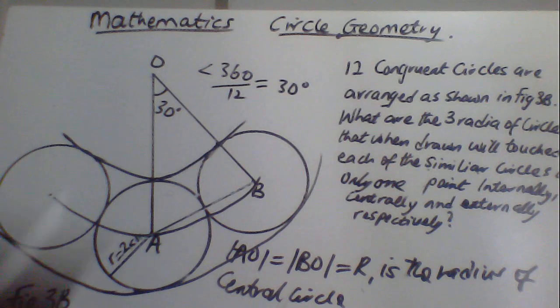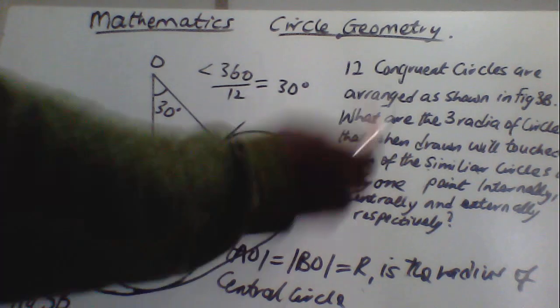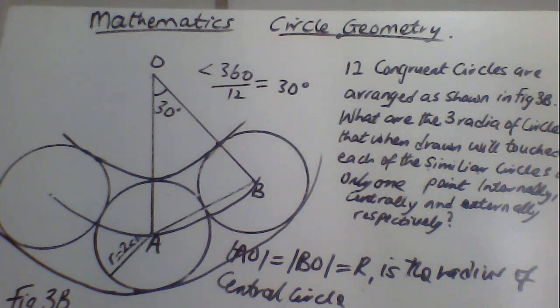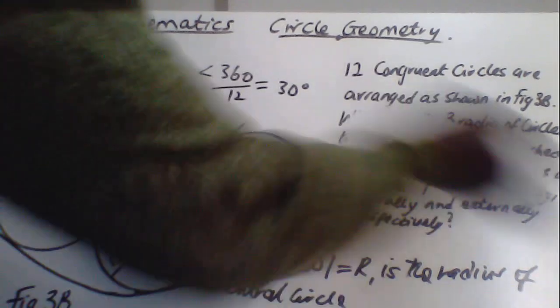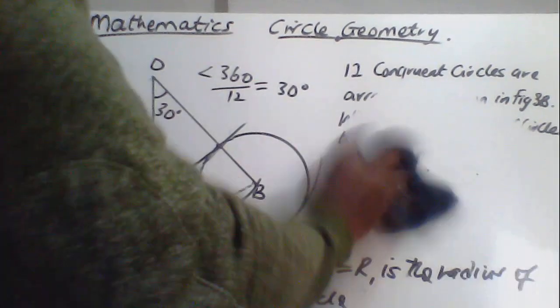Now that we have gotten the internal angle, the question is, what are the three radii of circles that, when drawn, will touch each of the similar circles at only one point internally, centrally, and externally, respectively? So we are looking for the radius of the circles. I will clear here.